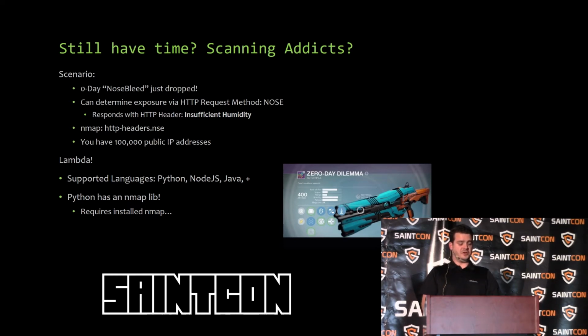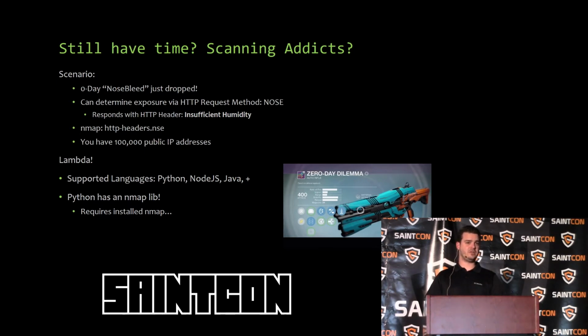So let's put ourselves in a scenario where a new 0-day just dropped. Instead of Heartbleed or whatever, we've got Nosebleed. And you can determine your exposure via an HTTP request to the nose method. And if it responds with some particular header, like insufficient humidity or whatever, then you know it's vulnerable. So there's an nmap NSE that already has this. You can call http-headers.nse to retrieve the HTTP response headers from a given web server.